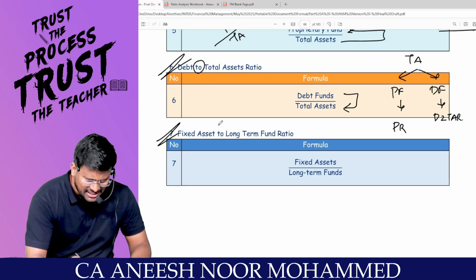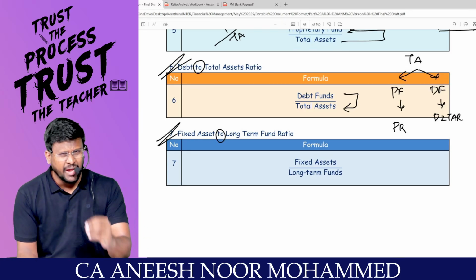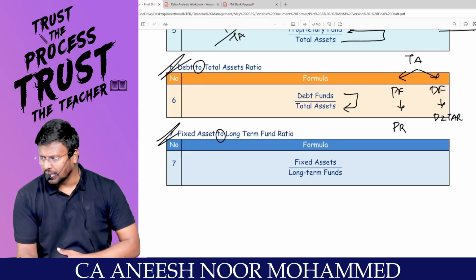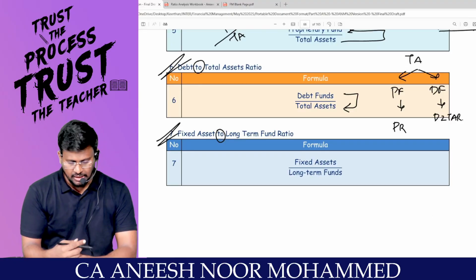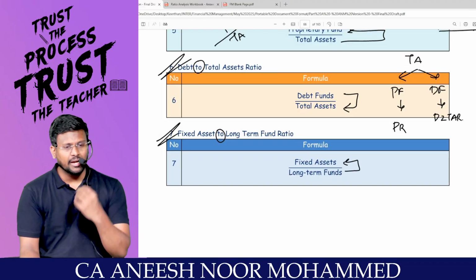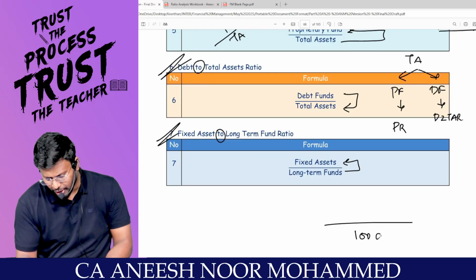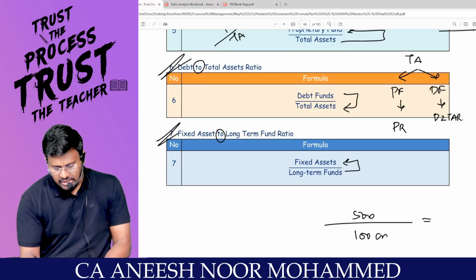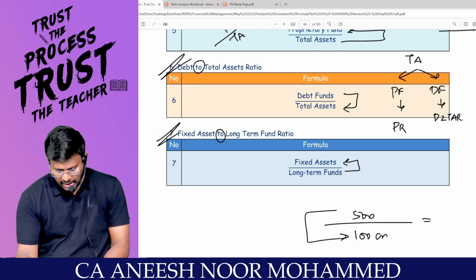Coming to fixed asset to long-term fund ratio. Because generally, we will not pay money immediately and buy the fixed asset. Generally, we will take a term loan to buy the fixed asset. That's why we are calculating such a ratio. How much fixed asset we are having and, sir, how much long-term fund. For example, I am having long-term fund of 100 crores and I am having fixed asset of 500 crores. Sir, I am having higher fixed asset. Higher fixed asset. Are you really with me?